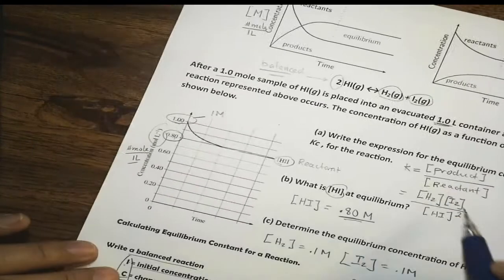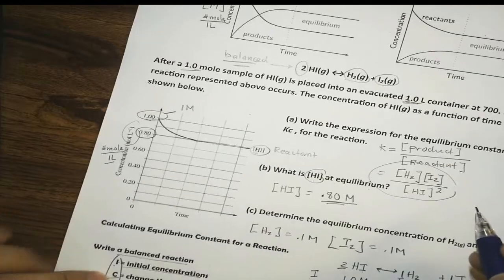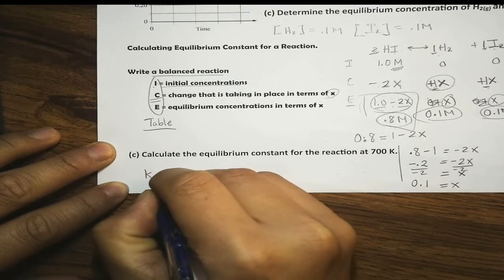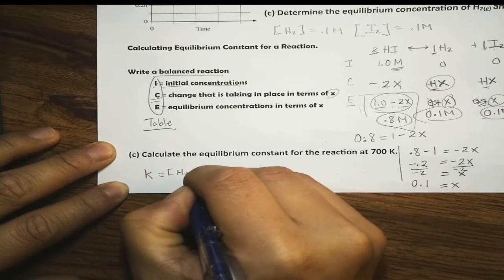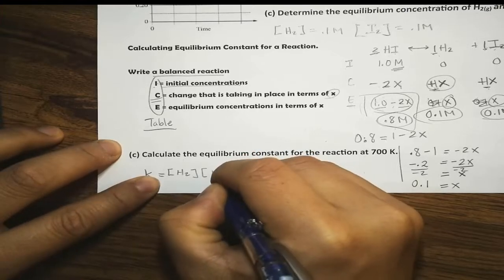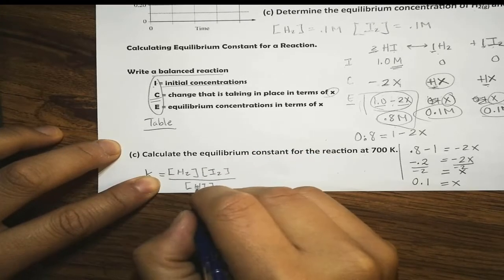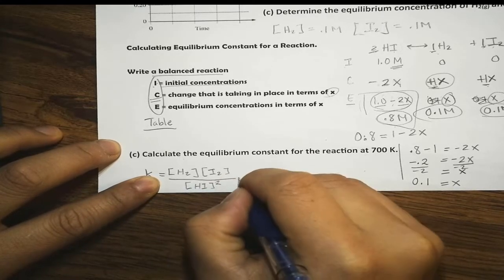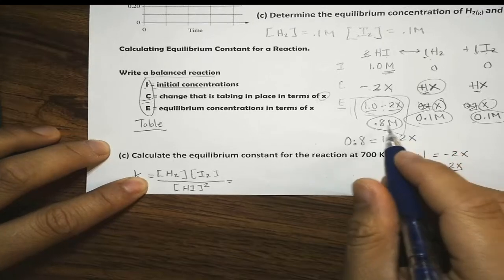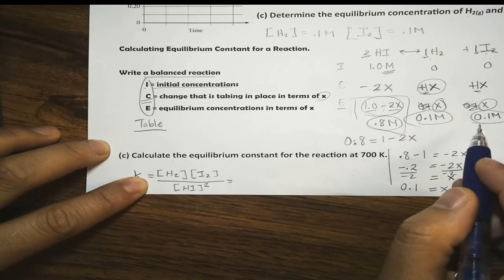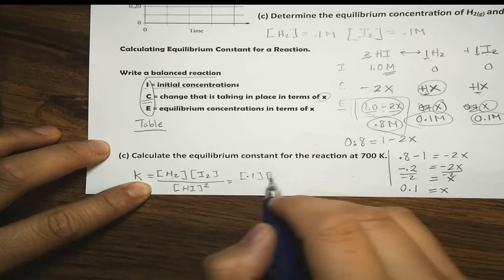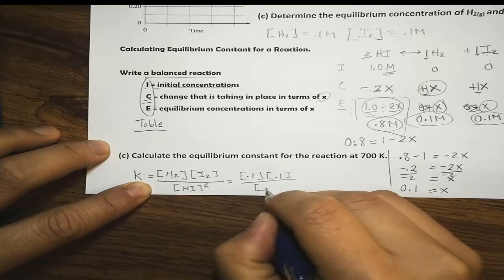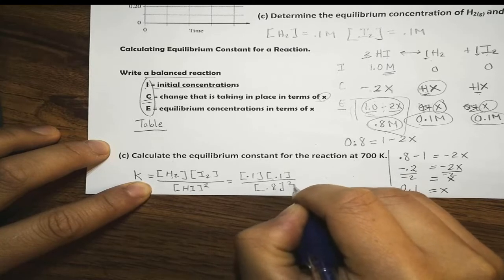So we already know the equilibrium constant expression is right there. All we have to do is substitute it in. But before that, let me rewrite it again. So we have H2, I2 over HI to the power of 2, okay? And all you have to do is just plug in your equilibrium concentrations. What we have here is hydrogen is 0.1, iodine is also 0.1, and over HI, which is 0.8 squared.